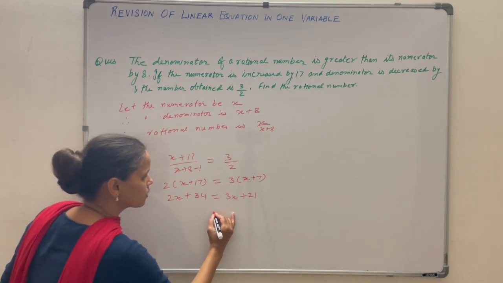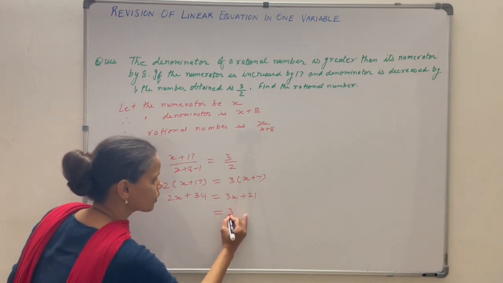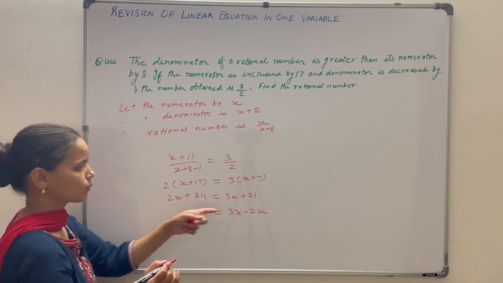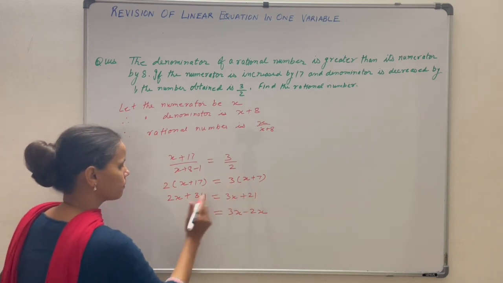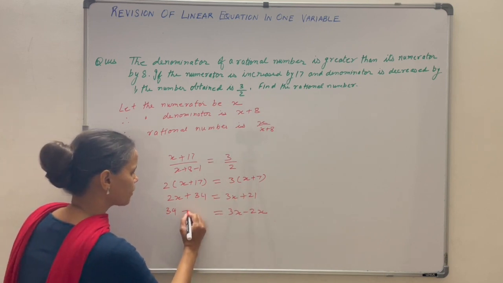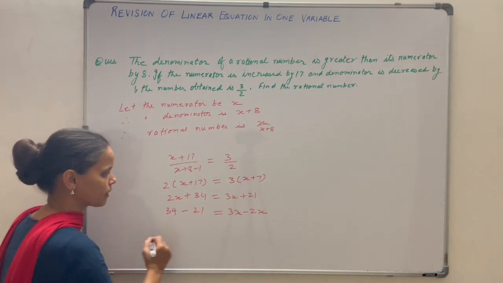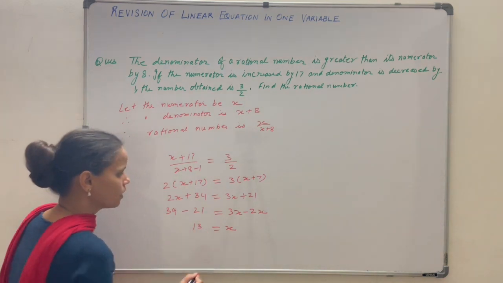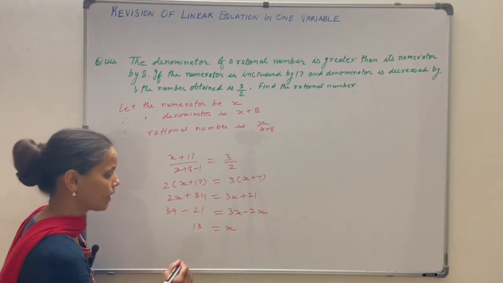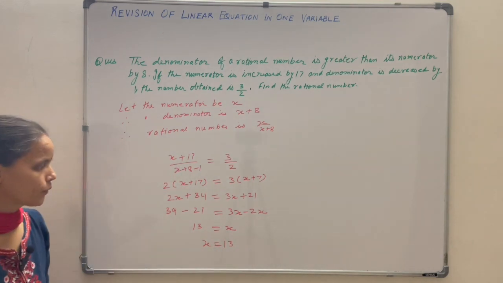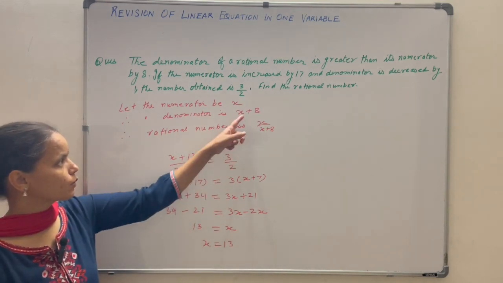Now let us take 2x to that side. So you get 3x minus 2x, because plus will become minus. Now 34, written as it is, and plus 21, take it to the other side, becomes minus 21. So x is equal to 13. We are assigning 13 to x, so we write x is equal to 13.